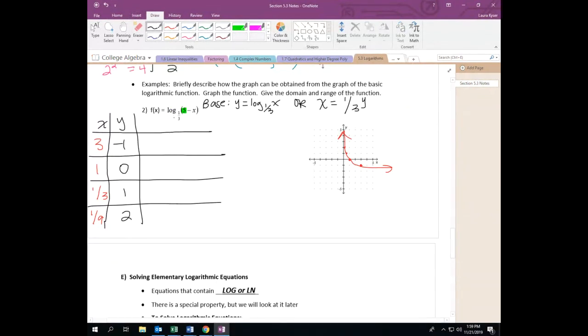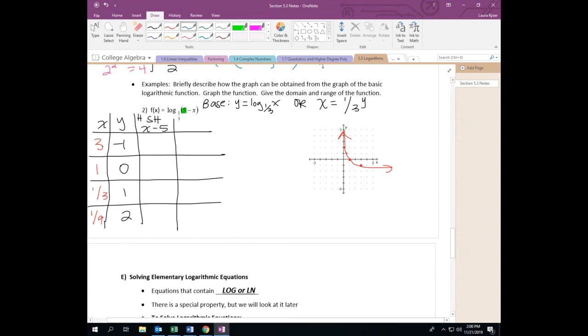Oh God, I wish I could draw straight lines, but I can't. Here we go. Horizontal shift. And in a horizontal shift, we do the opposite sign. So we're going to -5, and we do it to the x's. So I'm going to take the x's and subtract 5 for my new ordered pairs.